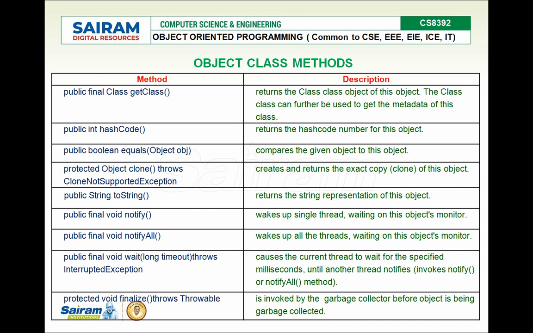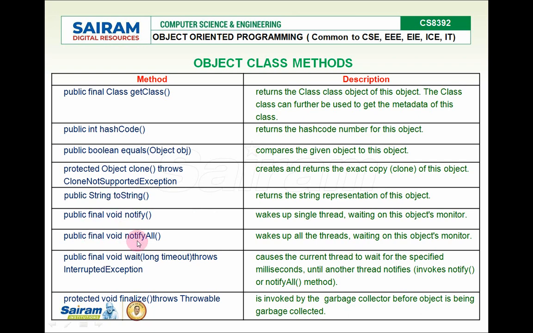And toString is the method which converts your object into a string. Simply I can say, it returns the string representation of this object. If you call the toString method on the object, it converts the object to a string.